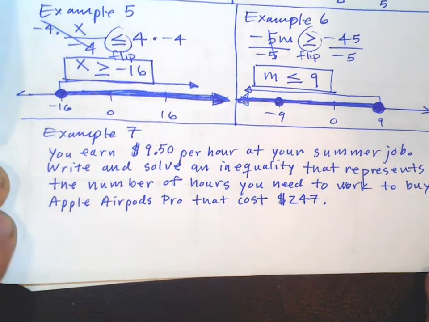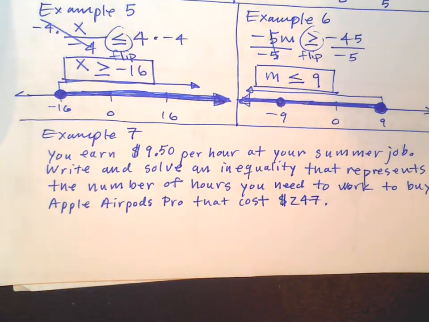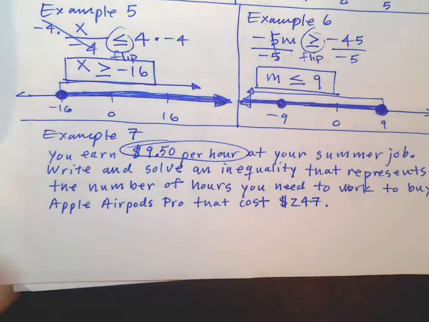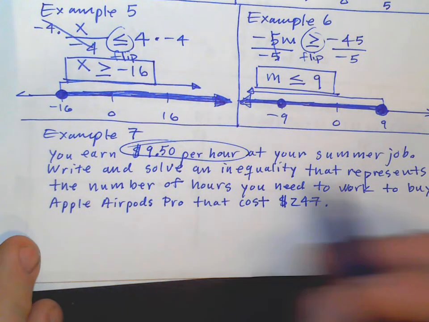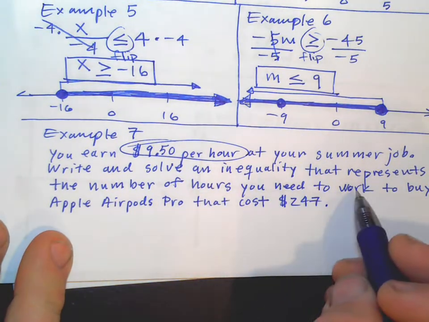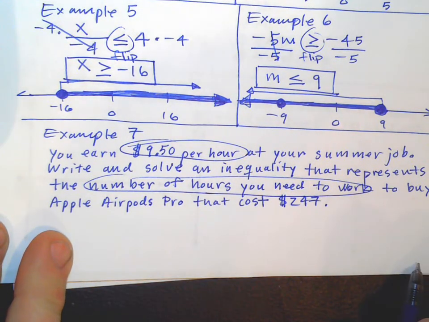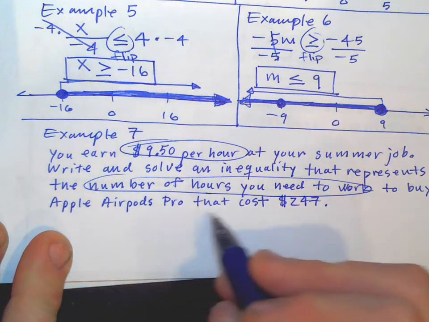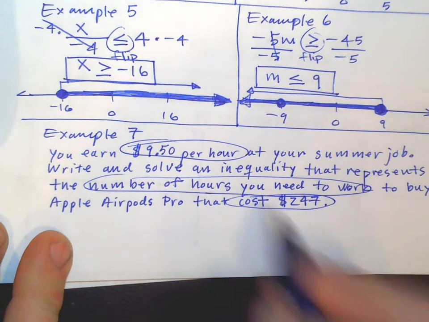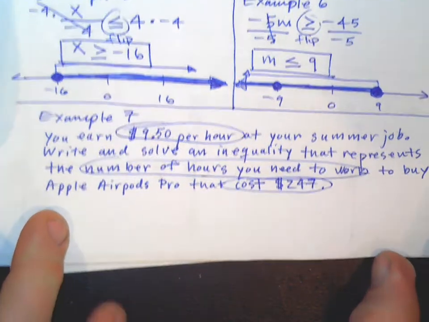Okay, so that's the problem. If you need to, write down that you earn $9.50 an hour at your summer job. That's probably important. It's good to just note the things that you're probably going to have to use. Write and solve an inequality that represents the number of hours you need to work. That's what we're trying to find, to buy Apple AirPods Pro that cost $247. That's kind of the main stuff right there.